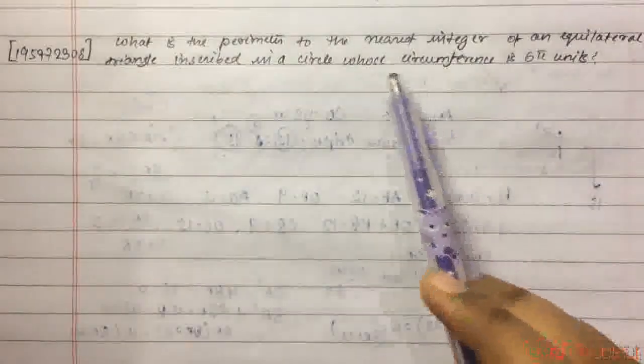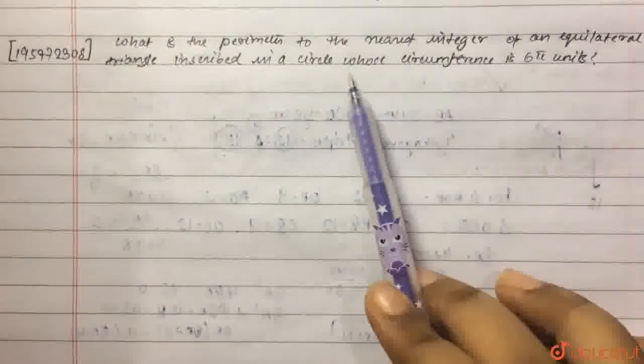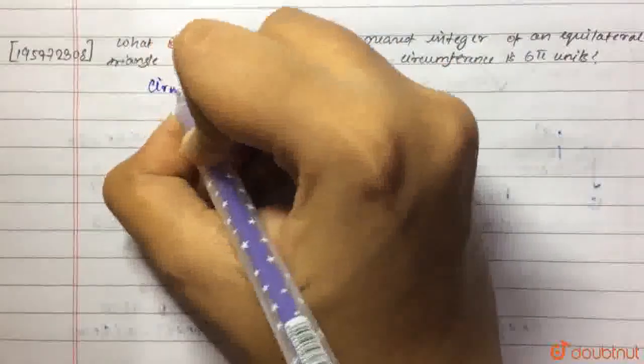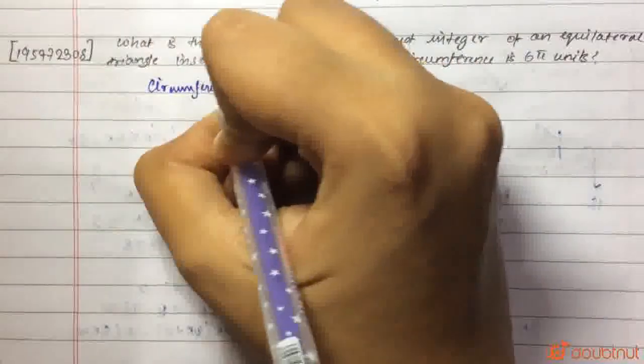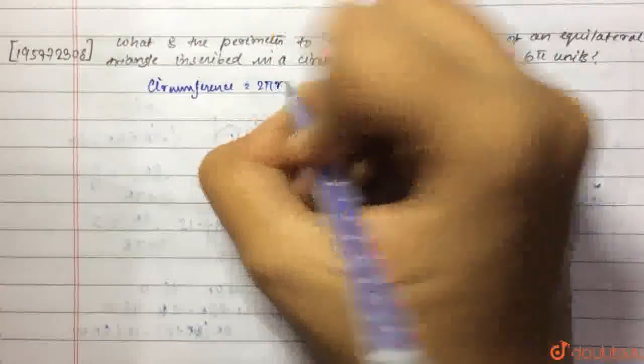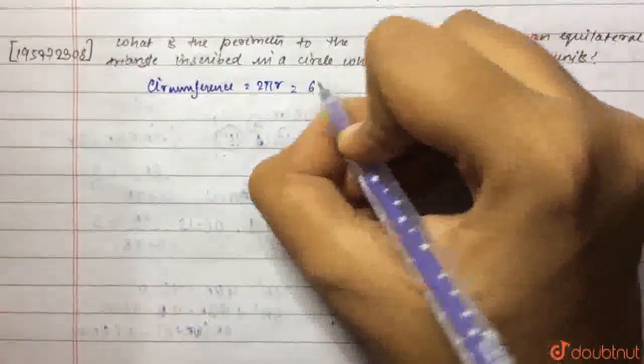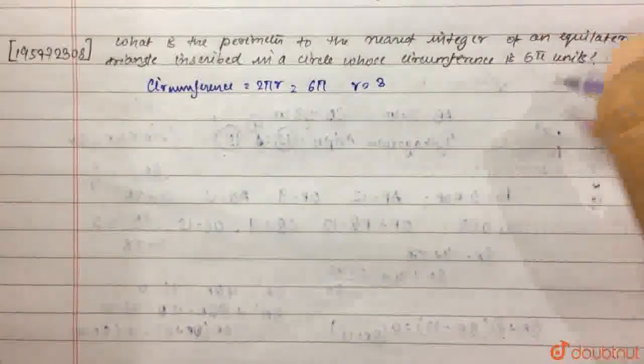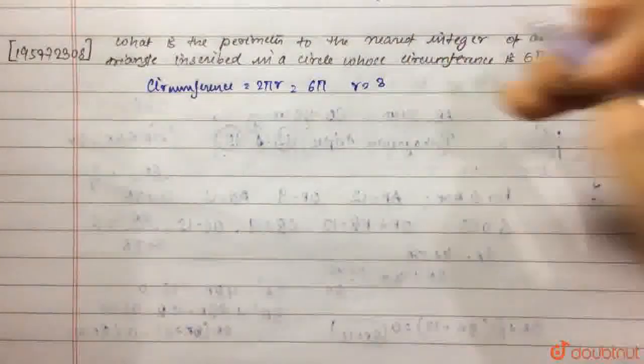What is the perimeter, to the nearest integer, of an equilateral triangle inscribed in a circle whose circumference is 6 pi units? So the circumference of the circle, if it is 6 pi, is given by 2 pi r for a circle, right? And that will be equal to 6 pi. So r is 3. So now the equilateral triangle is inscribed in a circle of radius 3.